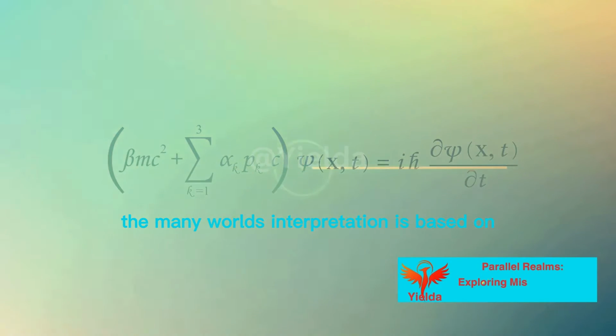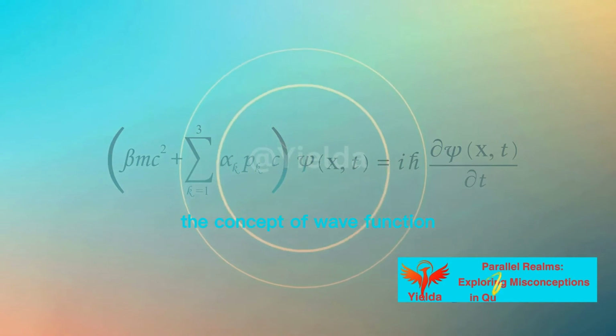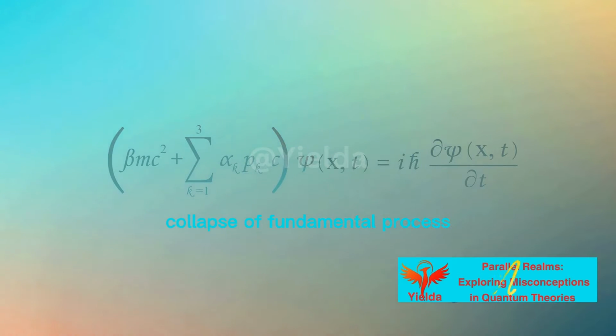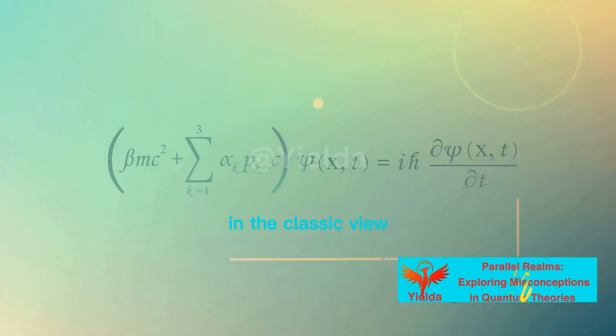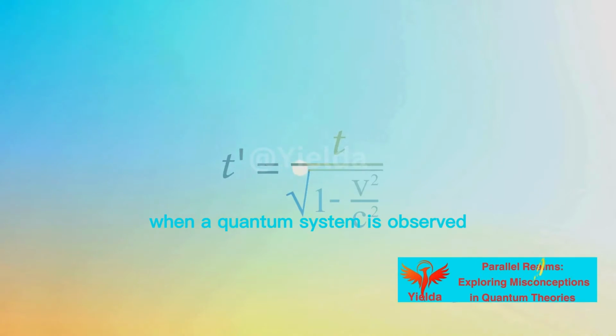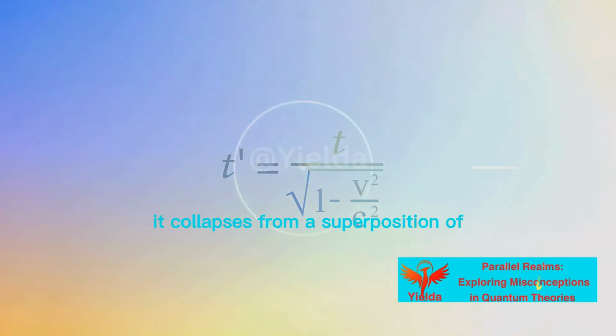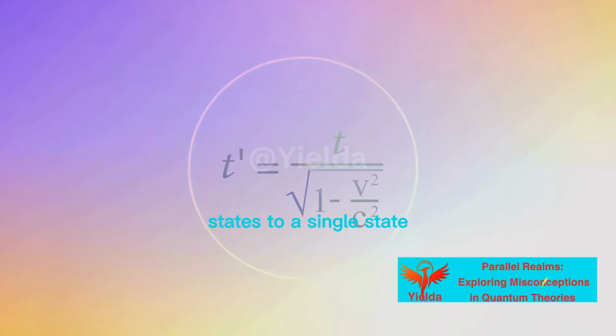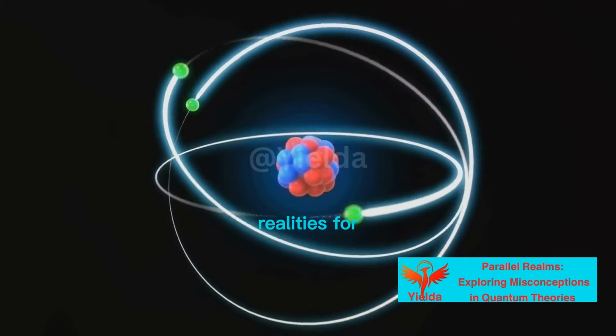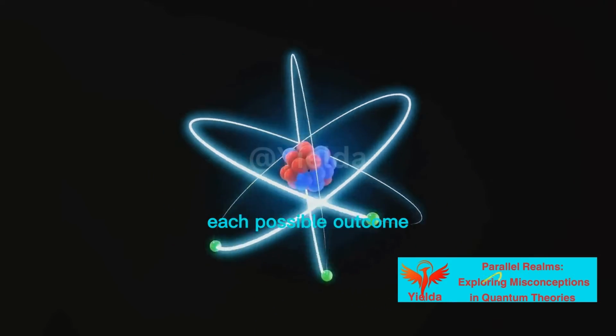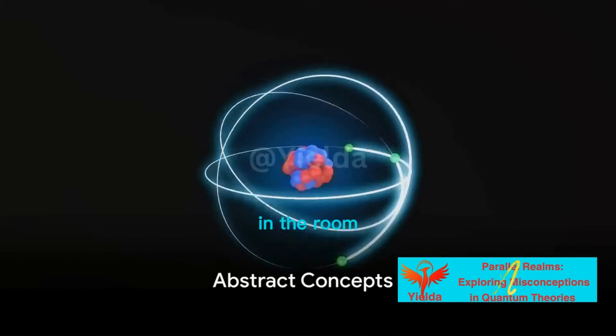The many worlds interpretation is based on the concept of wave function collapse, a fundamental process in quantum mechanics. In the classic view, when a quantum system is observed, it collapses from a superposition of states to a single state. But according to the many worlds interpretation, rather than collapsing, the universe splits, creating separate realities for each possible outcome.